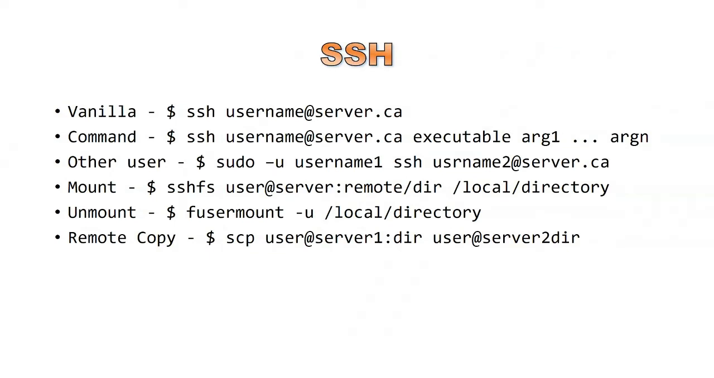The remote copy, the last SSH command, is SCP for secure copy. You'll be using user at the origin server and the origin directory to the user at the destination server and the destination directory. We'll also be using the flag -3 to turn off host-to-host transfers, and that's just because sometimes it can get annoying with SSH keys that weren't installed.